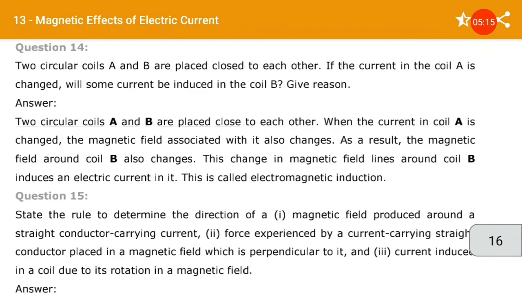Question number 14. Two circular coils A and B are placed close to each other. If the current in the coil A is changed, will some current be induced in the coil B? Give the reason.